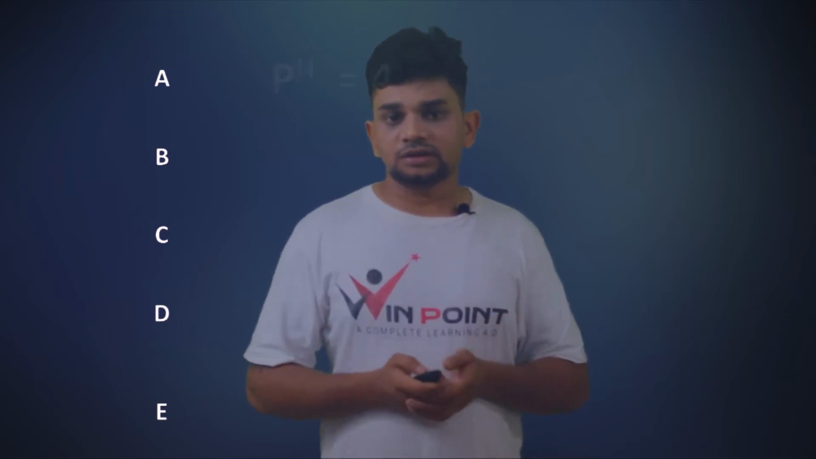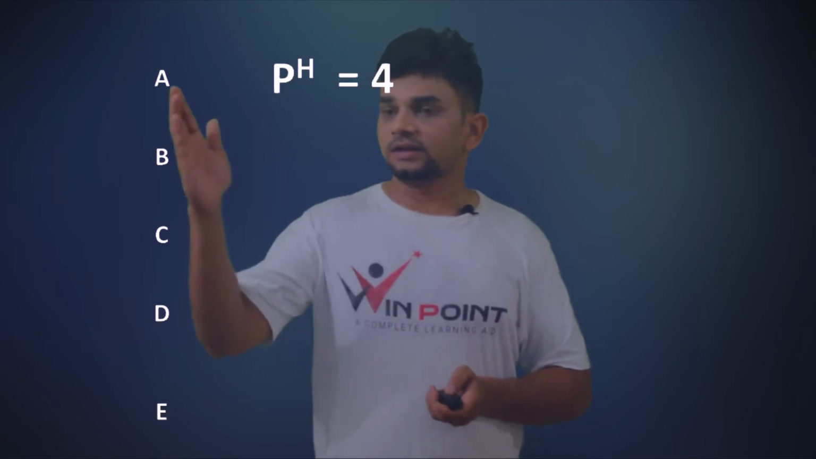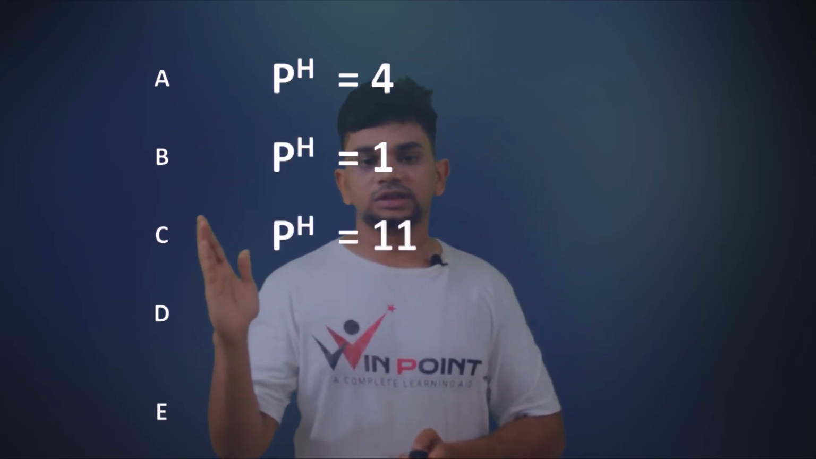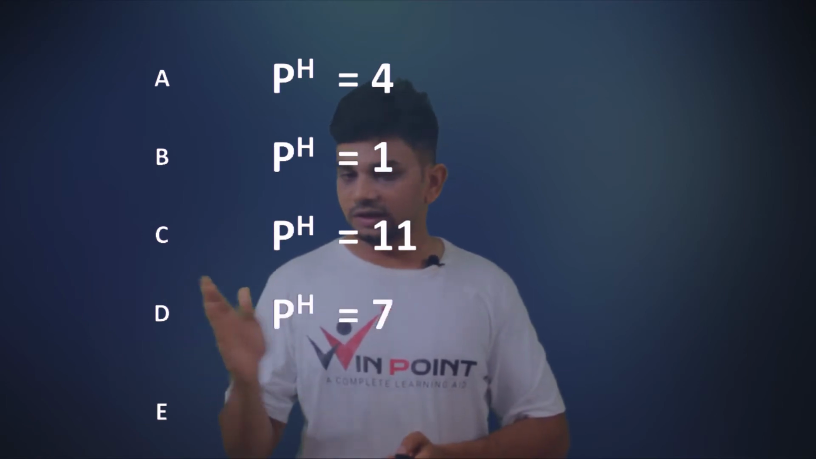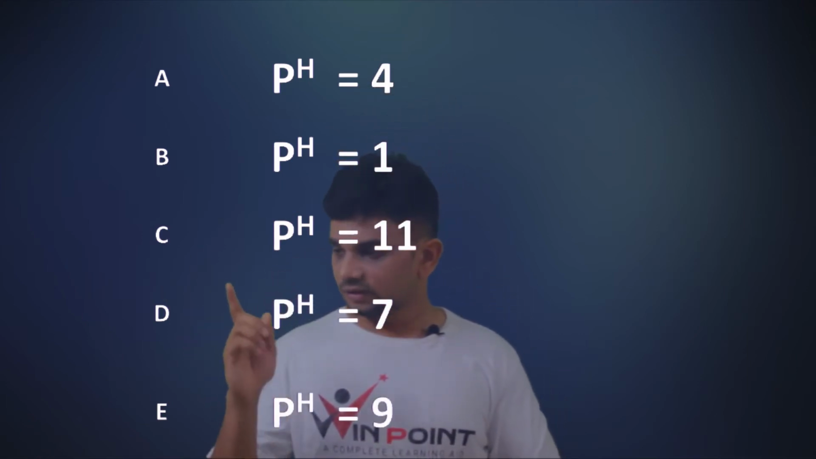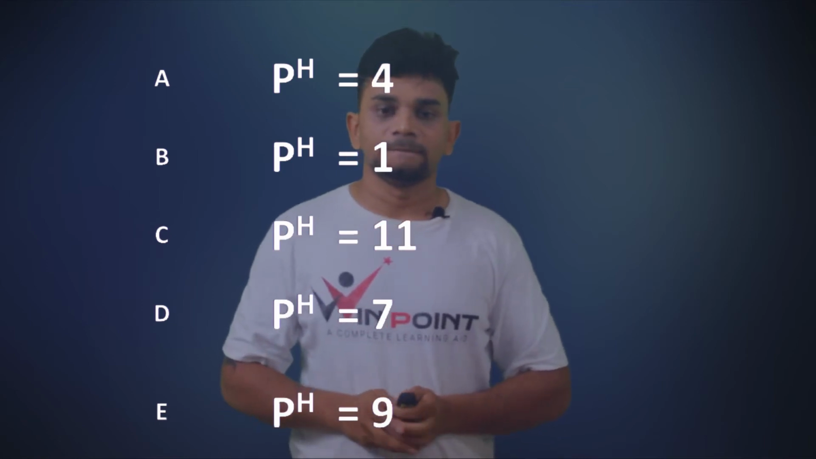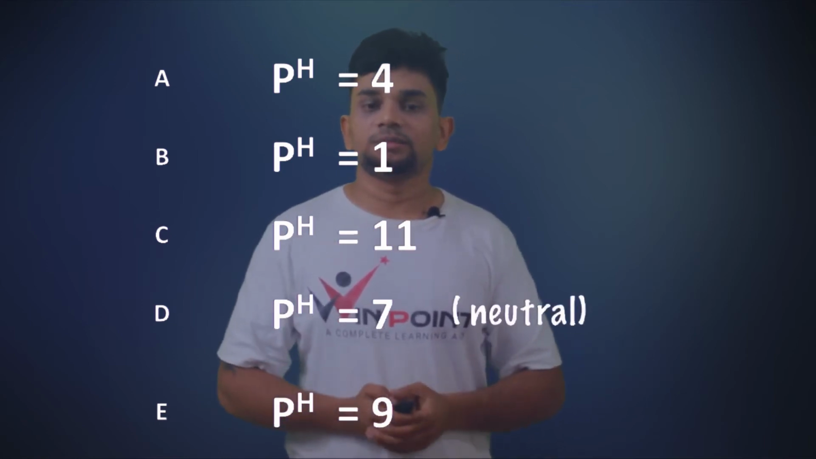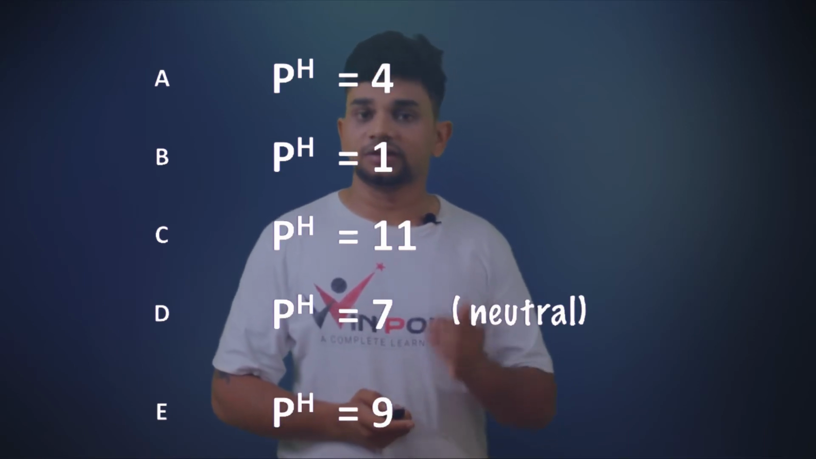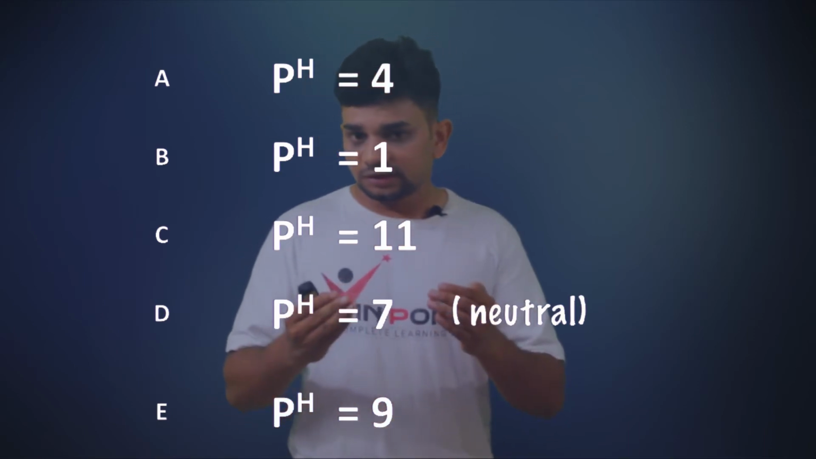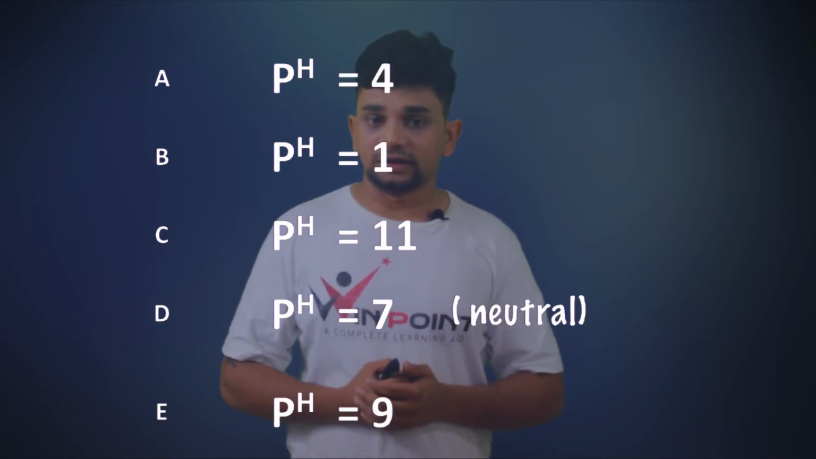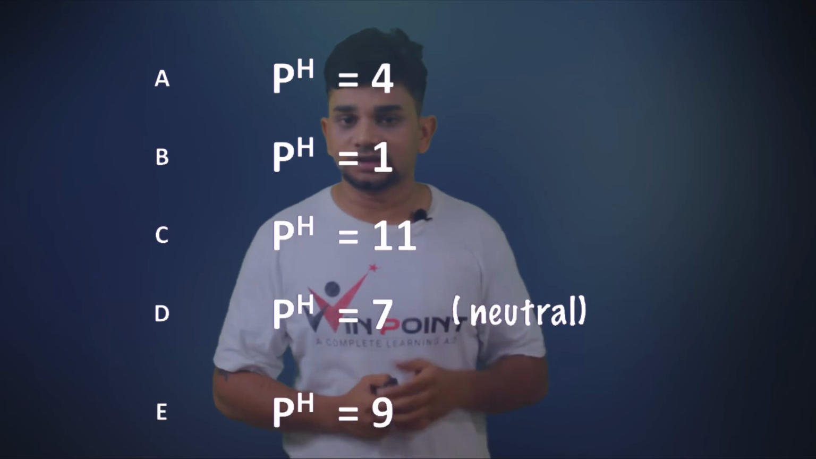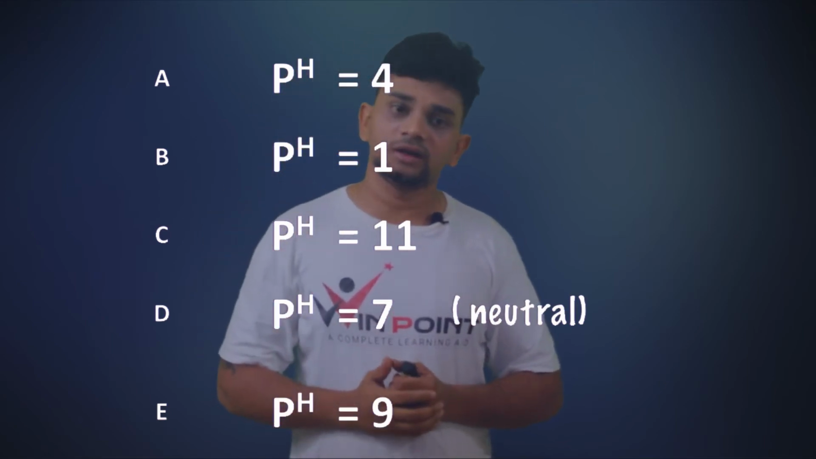So the pH of A is 4, right? pH of B is 1, pH of C is 11, pH of D is 7, pH of E is 9. Which one is neutral? D is neutral because the pH is equal to 7. It means it is neutral. If the pH is less than 7, it will be acidic. There are two values, 4 and 1. These values are less than 7.